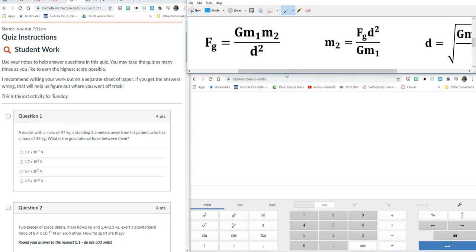Since I'm doing this all on my computer, obviously I can't write out my work for you to see, but as it says in the quiz, I do recommend that you write your work out on a separate sheet of paper, and that way if you have questions, if you miss things, you can show me the picture and we can try and figure out what you did wrong.